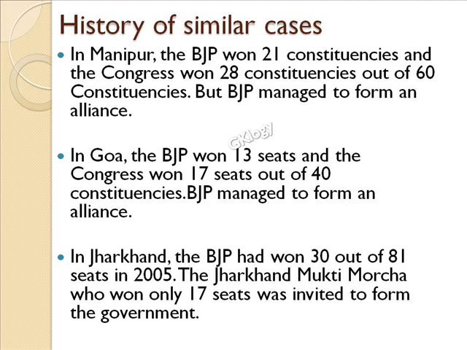In 2005 also in Jharkhand, out of a total of 81 seats, BJP got 30 seats and Jharkhand Mukti Morcha, which had only 17 seats, formed the government after forming an alliance with other political parties. So I hope you understand the concept of hung parliament and what happened in the Karnataka Legislative Assembly elections of 2018.